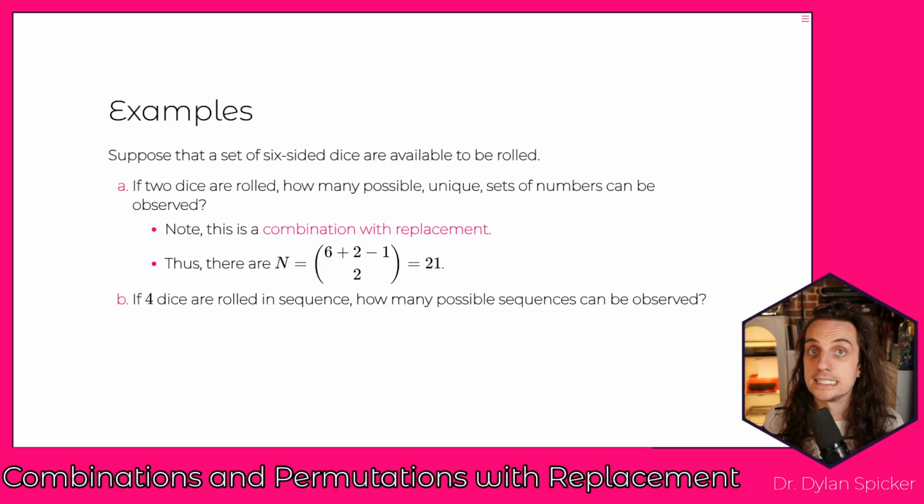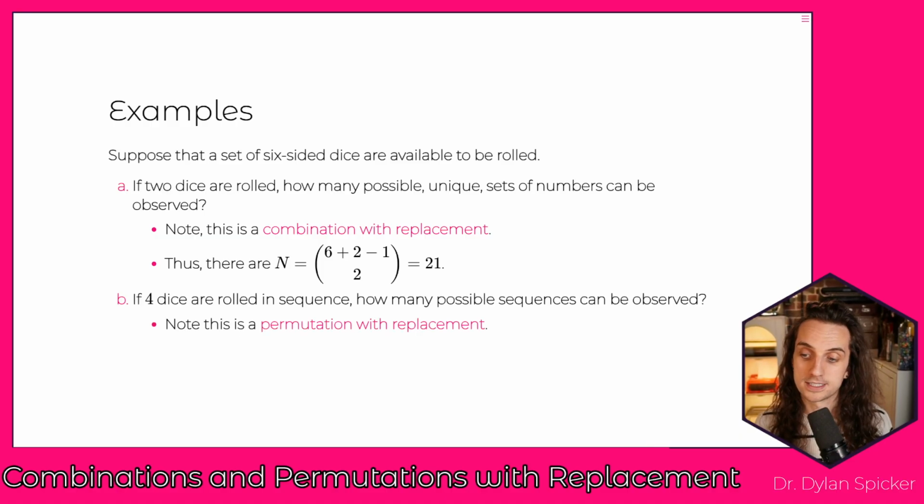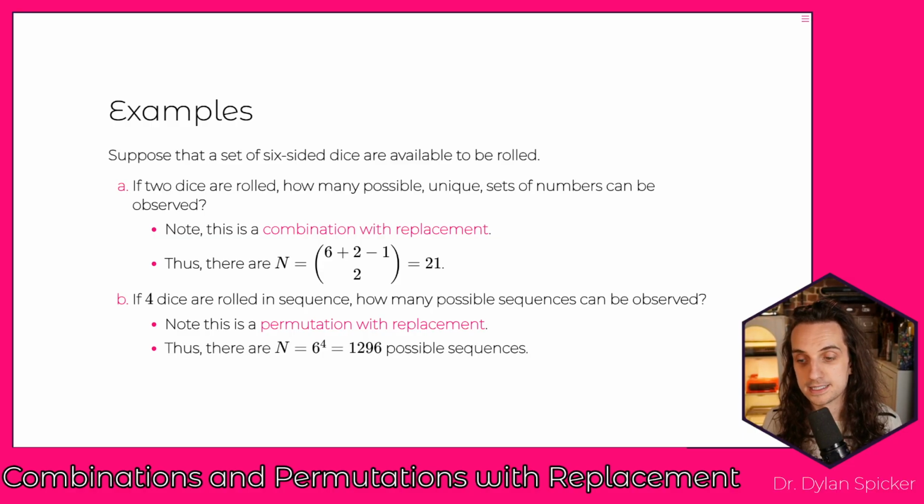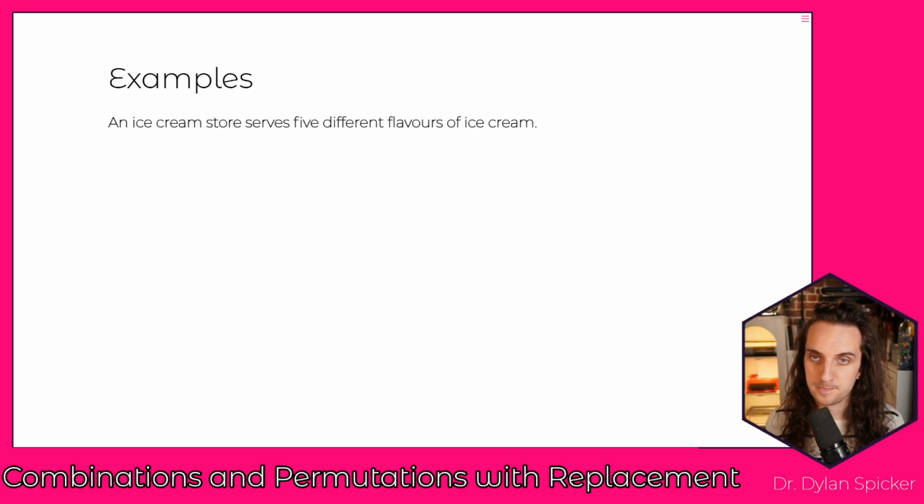If you roll 4 dice in sequence, how many possible sequences can be observed? So here we actually differentiate 1, 2, 3, and 4 as our different rolls. Right? And remember, you have 6 options at the first roll, 6 options at the second roll, 6 options at the third roll, 6 options at the fourth roll. And so we can multiply all those things together. We're dealing with a permutation with replacement. So n is going to be 6 to the power of 4, 1,296.